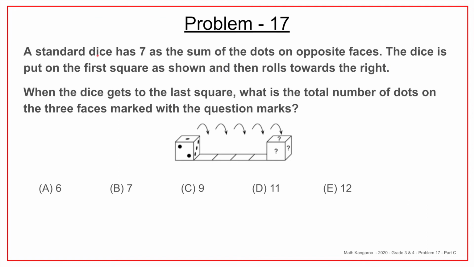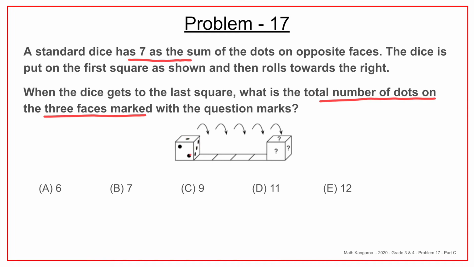Problem 17. A standard dice has 7 as the sum of the dots on the opposite faces. The dice is put on the first square as shown and then rolls towards the right. When the dice gets to the last square, what is the total number of the dots on 3 faces marked with a question mark? So we have a dice whose opposite sums are always 7.